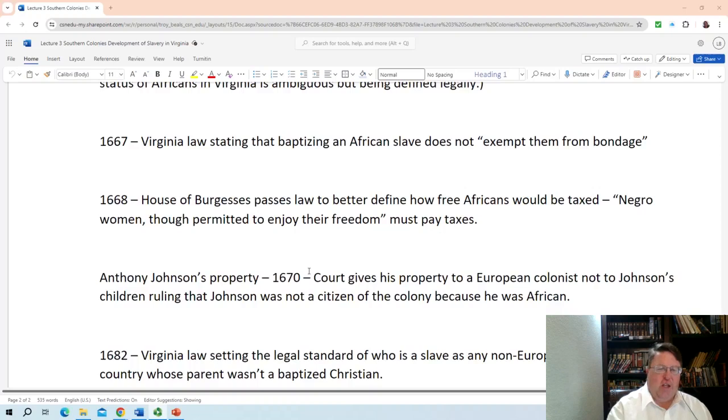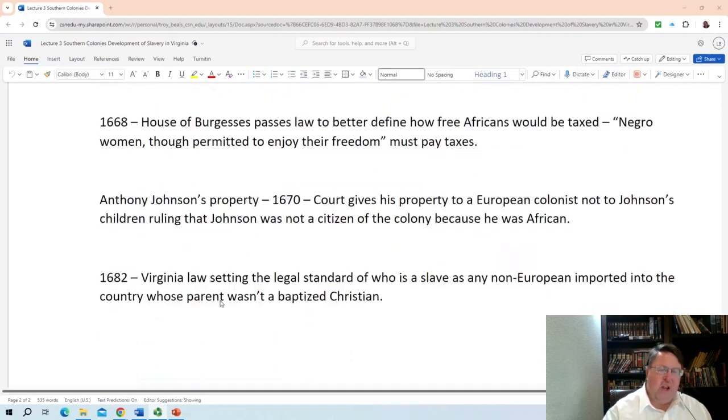1668, again, you're trying to legally define the status of Africans. Well, what about free Africans, right? Negro women, though permitted to enjoy their freedom, have to pay taxes. So you've got to pay taxes. Anthony Johnson again. Another reason to study Anthony Johnson is that over his lifetime, you can see the change in the status of Africans in colonial Virginia.